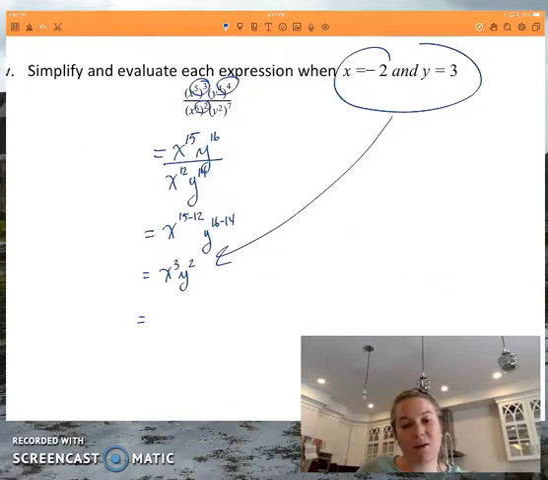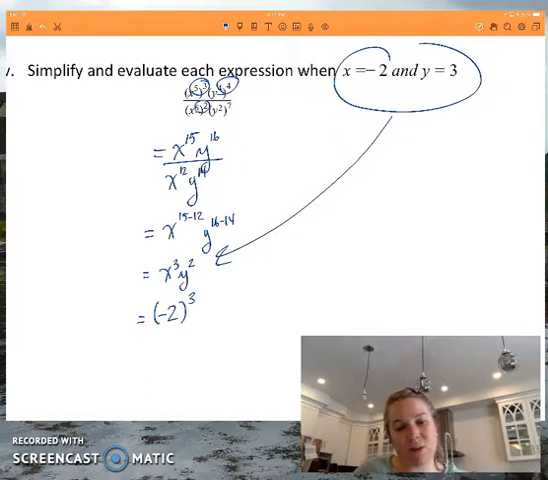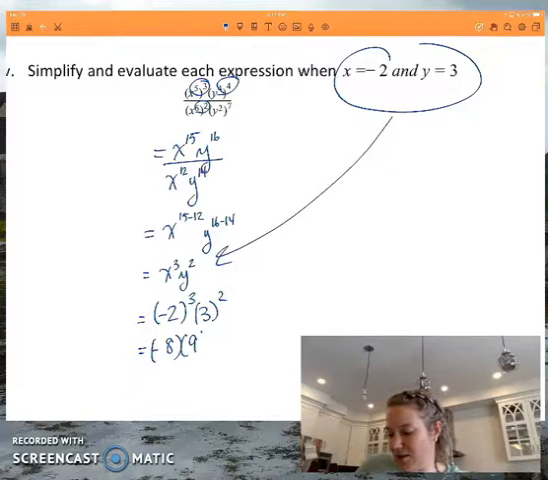Now, let's pull our substitution in. So that's going to be x is negative 2. When I substitute, I'm actually going to write them in brackets like this and then apply the exponent. If you don't put the brackets in there, the negative doesn't get applied correctly. So you have to put the brackets, or you're going to mistakenly follow the wrong rules. Y equals 3, so 3 to the exponent 2. That's going to be negative 8 times 9. That's going to be negative 72, your final answer.